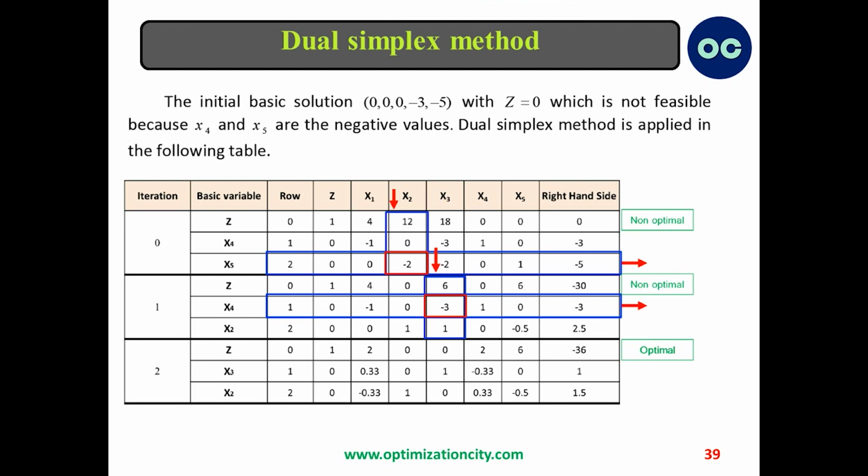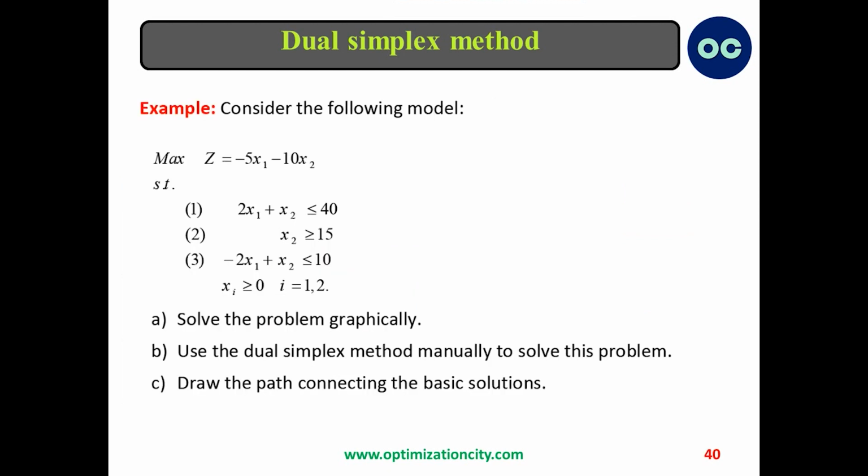Let's explore another example. We have the model here with 2 variables and 3 constraints. First, we will solve the problem graphically. Second, we will manually apply the dual simplex method and solve the model. Thirdly, we will draw the paths connecting the basic solutions using the dual simplex method.